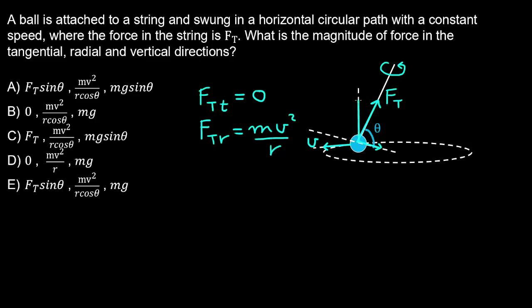And in the vertical direction, we have the vertical component being equal to the weight of the ball, which is the mass of the ball by the gravitational acceleration. And therefore the correct answer is D.